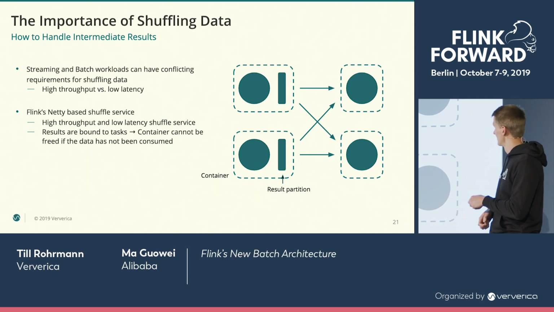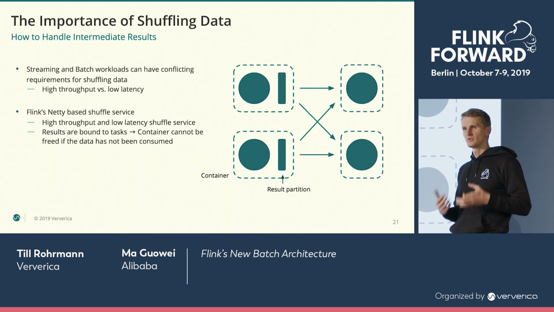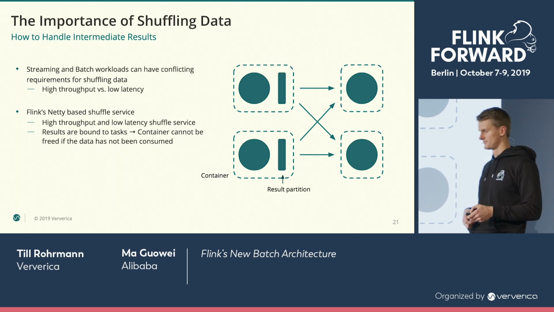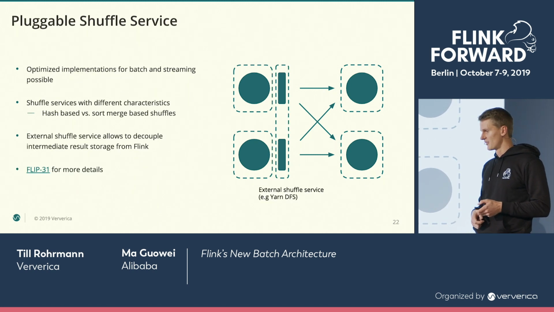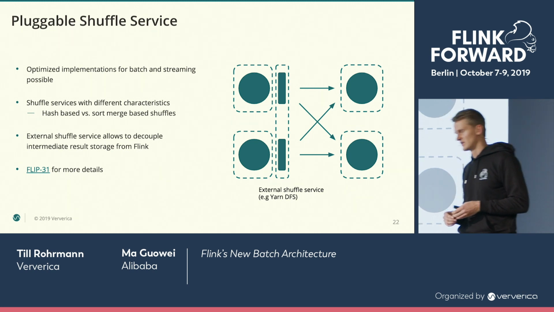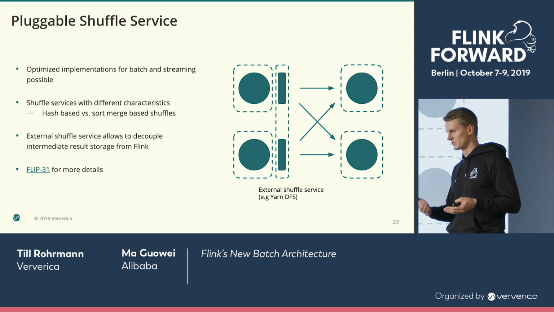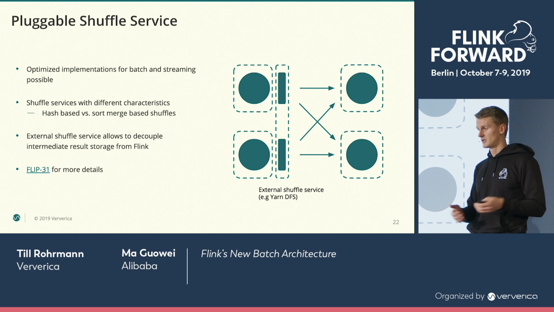Another problem is that the netty-based shuffle service stores the results in the container of the producing task. This means after the task is finished, we cannot release the containers, the compute resources, right away, because the results first need to be consumed by the consumers, which basically locks up resources. The way to solve this problem is that we also made the shuffle service pluggable, so that we can provide optimized implementations of a shuffle service for specific workloads.